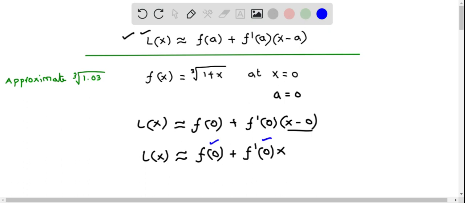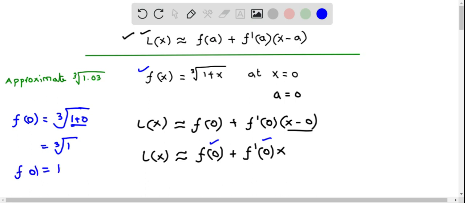So first let's determine f of 0. We obtain f of 0 by replacing x by 0 in f of x. So f of 0 equals cube root of 1 plus 0, which is the cube root of 1, and the cube root of 1 is 1. So we found that f of 0 equals 1.